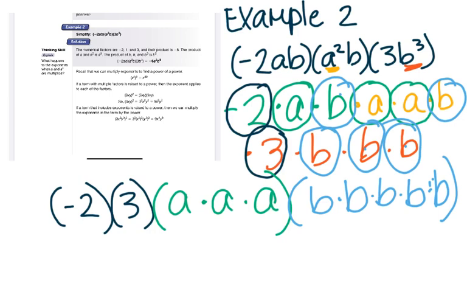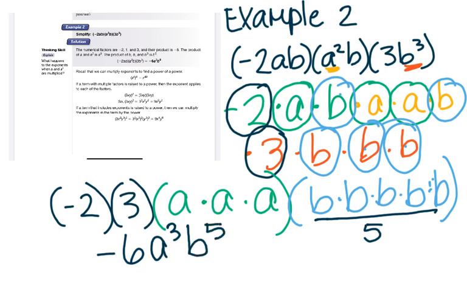So 2 times 3, 6. Negative times a positive, negative. Negative 6. A times A times A, 3 A's gives us A to the third. B times B times B times B times B, 5 B's gives us B to the fifth. Final answer: negative 6, A to the third, B to the fifth.